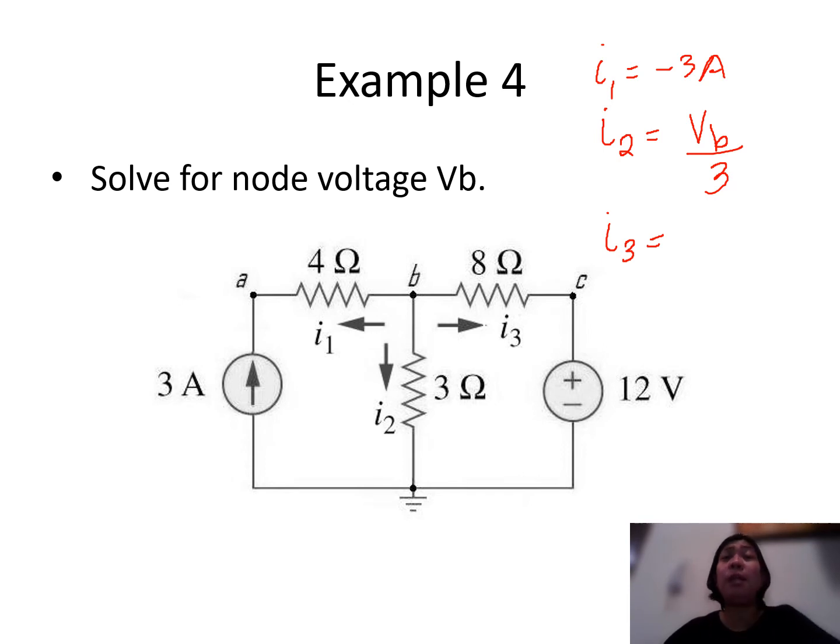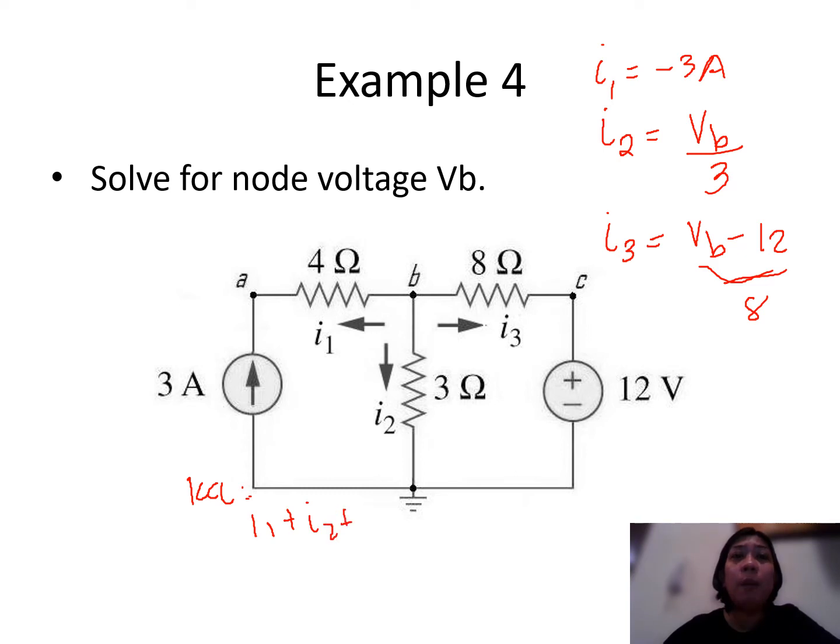So this is very familiar now. So we have here VB minus VC. But what is VC? VC is equivalent to 12 divided by 8. Okay, so writing our KCL now. What is our KCL here? This is I1 plus I2 plus I3 is equal to 0.